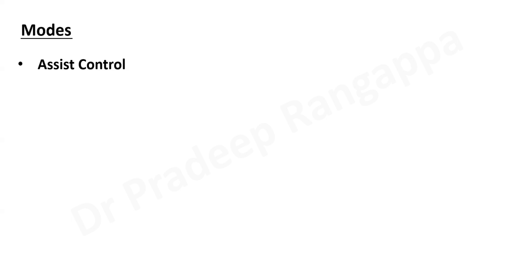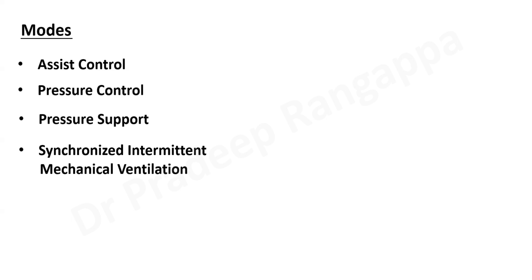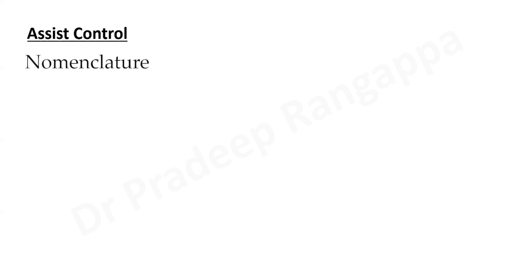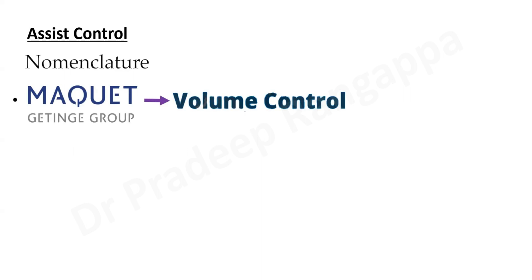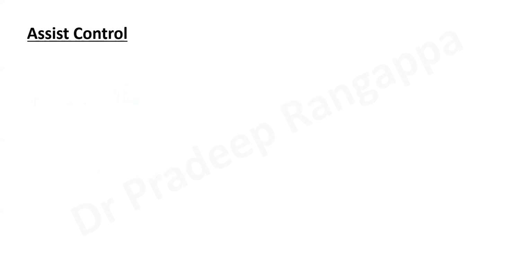I'm sure all the listeners would know assist control, and we would be talking a bit on pressure control, pressure support, and synchronized intermittent mandatory ventilation. These are the conventional modes. There are different nomenclatures for assist control. You may have heard of ventilators called Servo-i. Now the Servo-i has become part of the Maquet Getinge group, where volume control is the nomenclature used. In Dräger, they use intermittent positive pressure ventilation as the name. These are different nomenclatures, but just get acclimatized to the names relevant to the ventilators you are using in your unit.